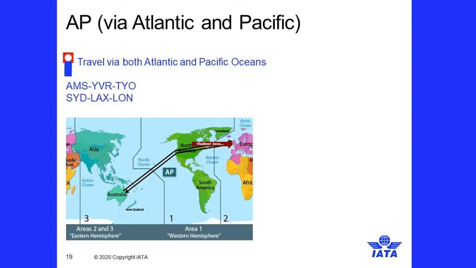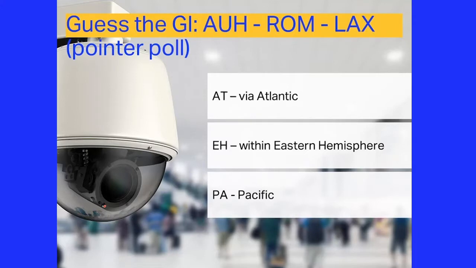So let me ask you something. It's a pointer poll, meaning you use your pointer and place it over, or next to, the correct answer. Up there it says, guess the global indicator. Abu Dhabi, Rome, LA. For such a journey, will the fare be Atlantic, Eastern Hemisphere, or Pacific?